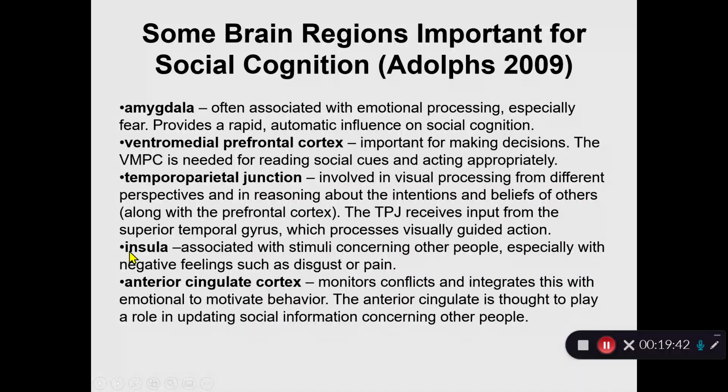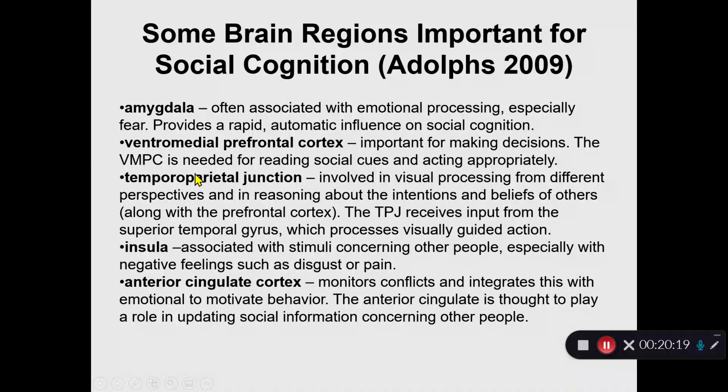The insula. The insula is another important region for automatic processes. The insula is associated with stimuli concerning other people, especially with negative feelings such as disgust or pain. So when I say insula, you should think disgust. And we'll see many examples of that as we go along in the course. So amygdala is automatic, associated with fear. Insula is automatic, associated with disgust or pain. Okay. Prefrontal cortex, associated with reason and interpretation of emotions. And it works with orbital frontal cortex.